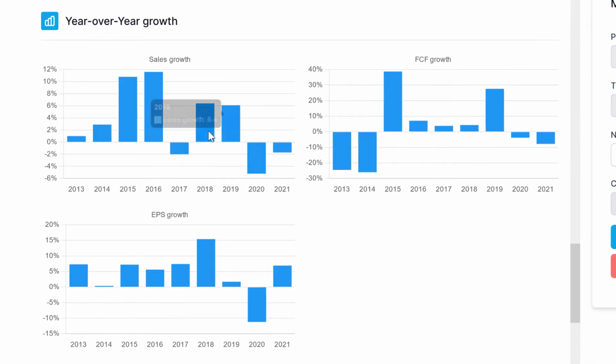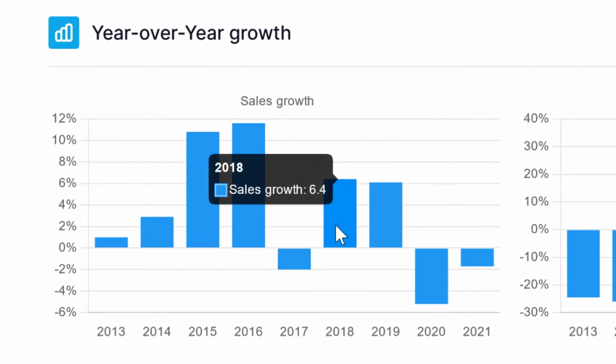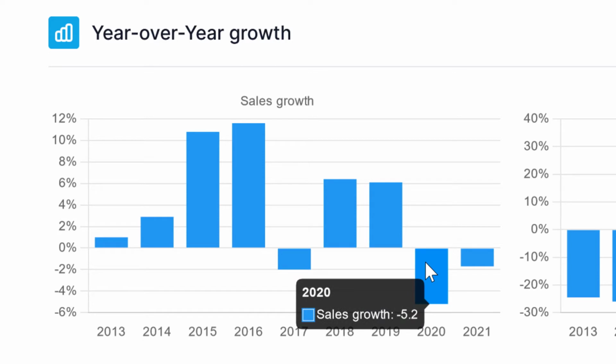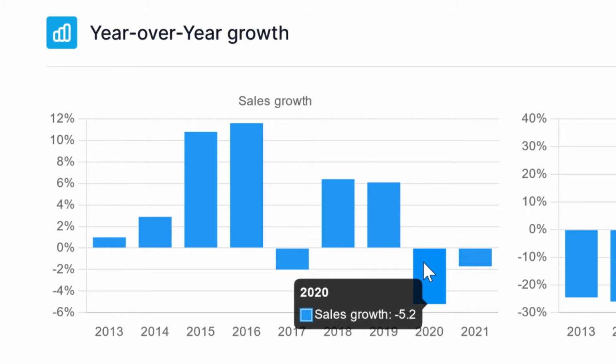Here in the year-over-year growth section, sales growth shows the year-to-year rate of change in a company's sales. High volatility can reveal the cyclicality of a business and/or industry changes. Mature companies generally show a steady and moderate growth, somewhere in the range of 3 to 7%.